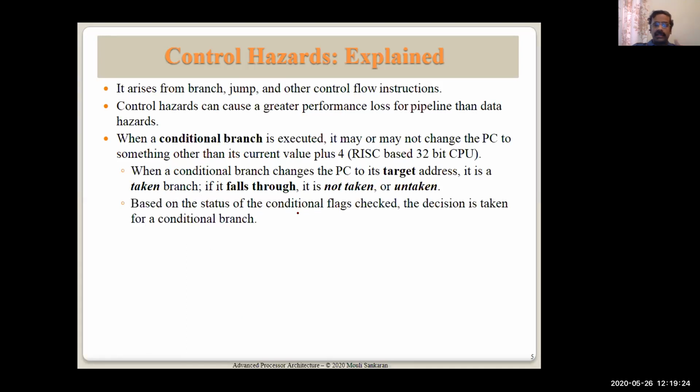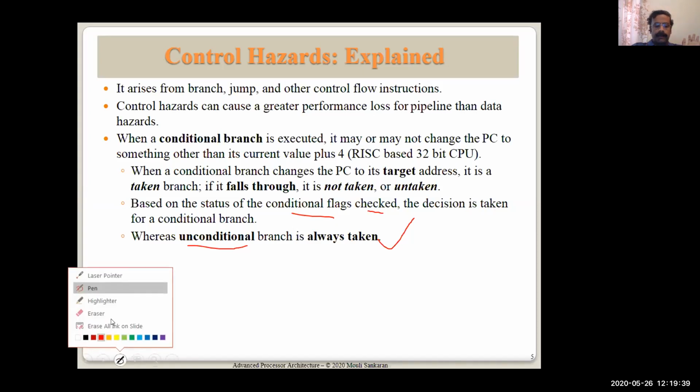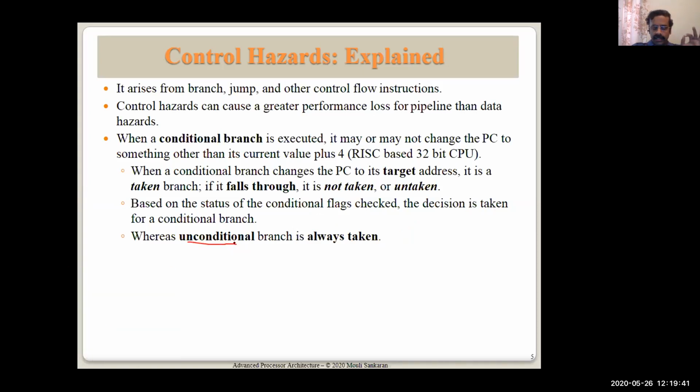Based on the status of the conditional flag checked, the decision can be taken. It's always based on that. Whereas an unconditional branch is always taken. There is no doubt about it. It has to go to the new location. And not only an unconditional branch, even a call, a function call, a subroutine, or in ARM we call it branch to some function routine, where the return address is stored in the link register. Those instructions you would have heard.